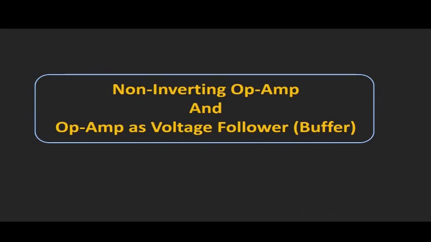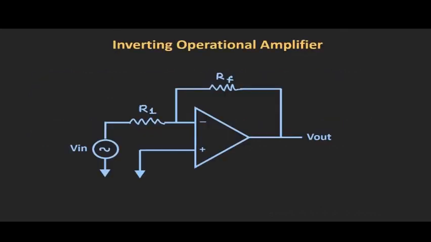So in this video, we are going to talk about the non-inverting OpAmp configuration, and we will see how to use this OpAmp as a voltage follower. Now in the last video, we had seen the inverting OpAmp configuration, and in that configuration, we had seen that using the negative feedback, we can control the gain of this OpAmp. And in that configuration, we applied the input to this inverting terminal of the OpAmp, and we grounded the non-inverting terminal. Now let us see what happens when we apply this input to this non-inverting terminal.